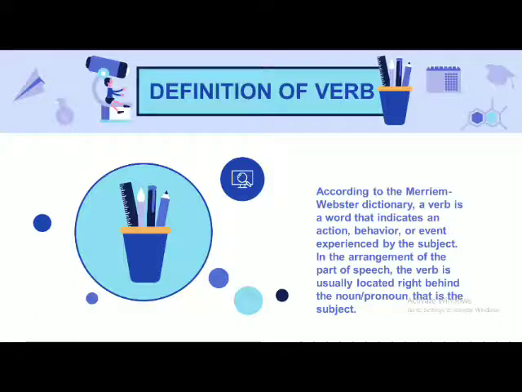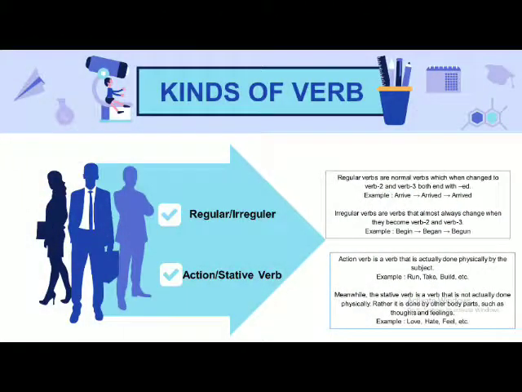According to the Merriam-Webster dictionary, a verb is a word that indicates an action, behavior, or even experience by the subject. In the arrangement of the part of speech, the verb is usually located right behind the noun or pronoun that is the subject. Next is kind of verb.